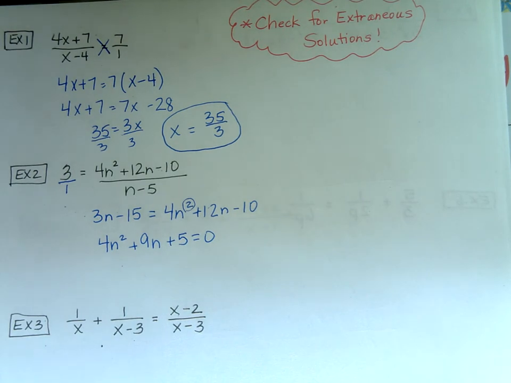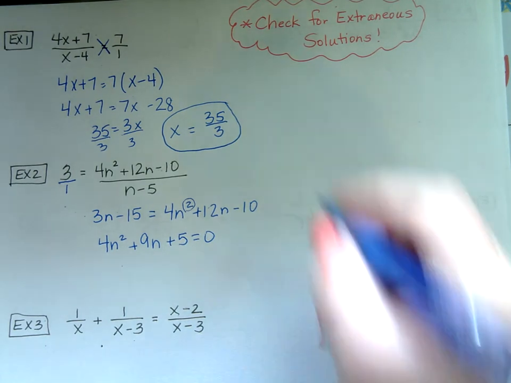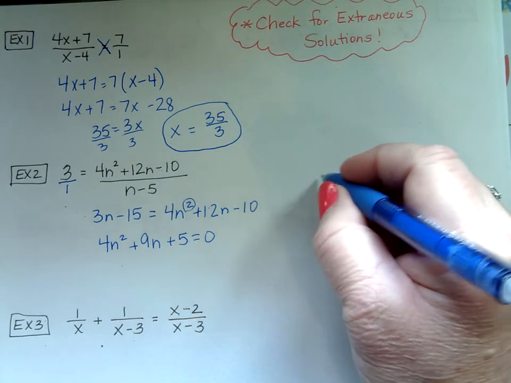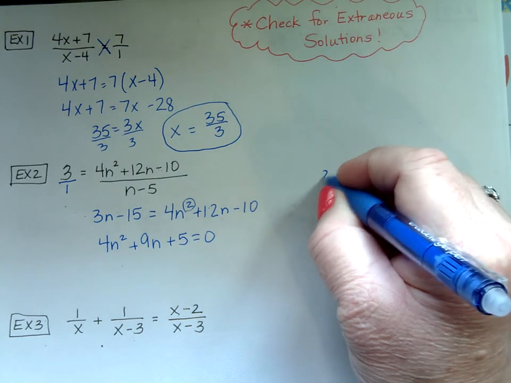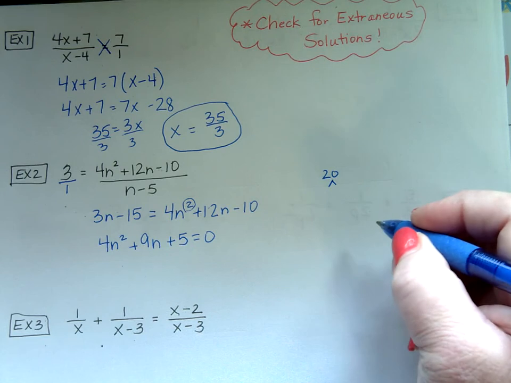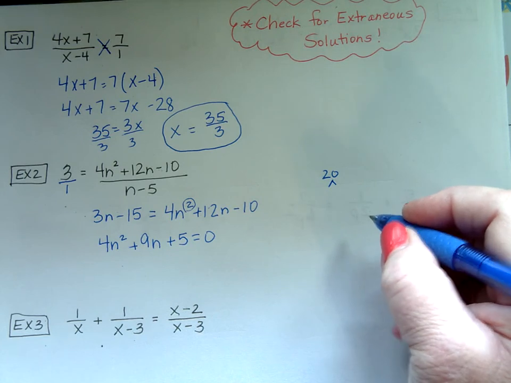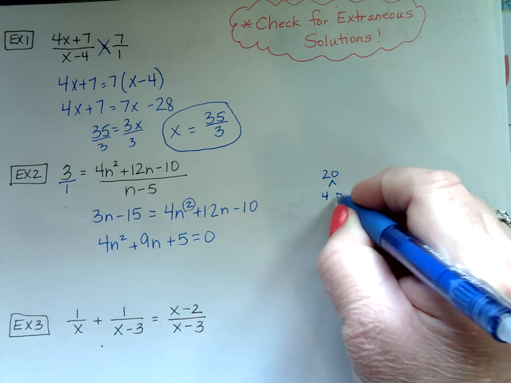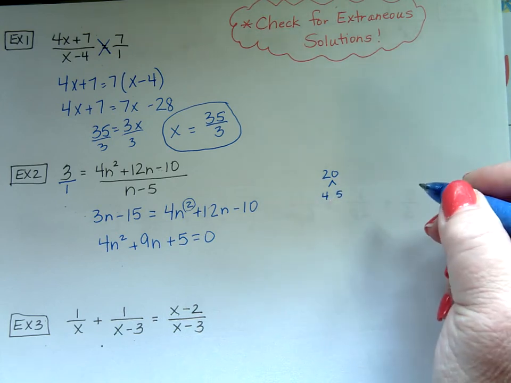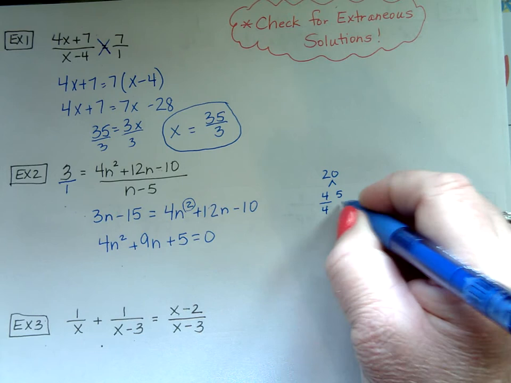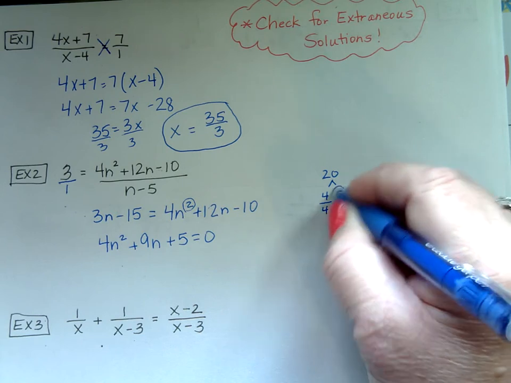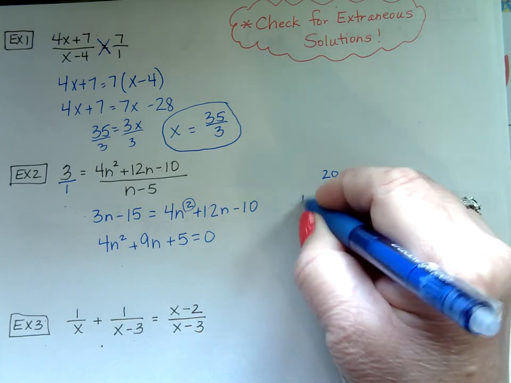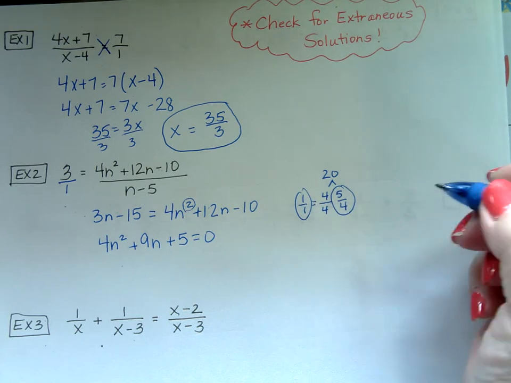Now, like I said, I hope that's going to factor. Let's see what it does. It has to be an AC method, so 4 times 5 is 20. Factors of 20 that add up to be 9 would be 4 and 5. Divide by the leading coefficient, which is a 4. 5/4 is fine. Reduce 4/4, and you get 1 over 1.